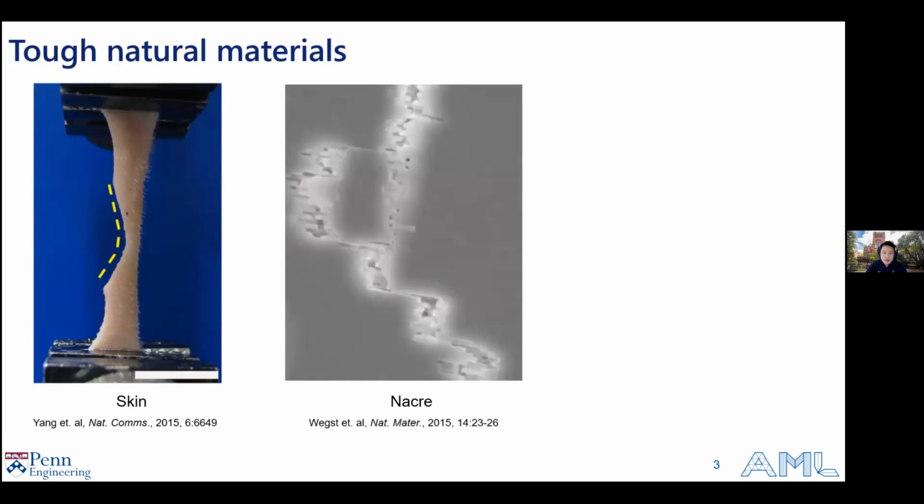There are also ubiquitous examples in marine shells. One of the most prominent examples is nacre, and you can see they have these brick and mortar structures that are highly resistant to crack propagation.